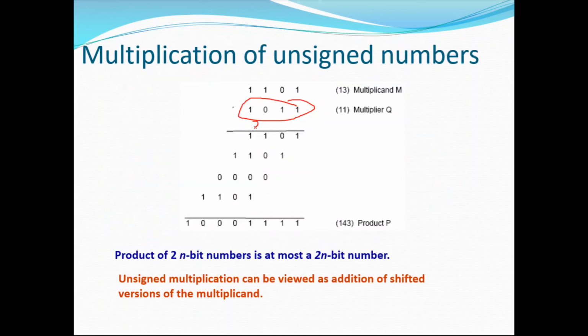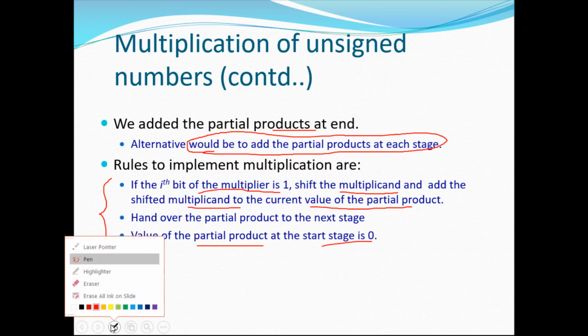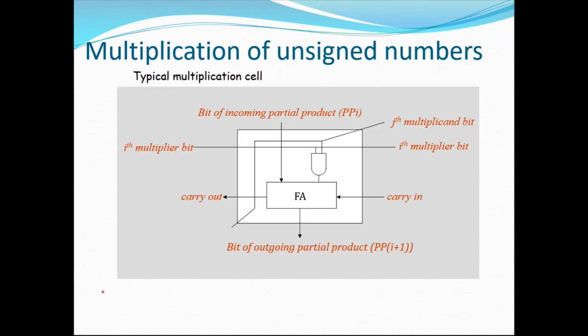The value of the partial product at the starting stage would be 0. Initially we will assume the partial product value as zeros. This is the intuition, like how you can make a computer multiply. We have understood that multiplication is nothing but a repeated addition with shifting of the multiplicand. So how can it be implemented?